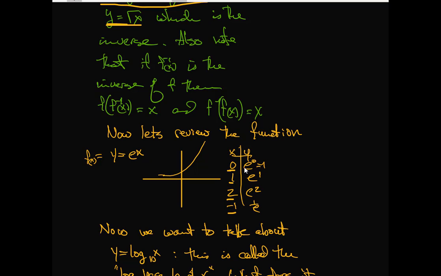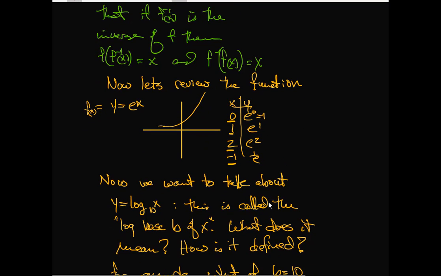When we put in x equals 0, we get e to the 0, which is 1. When we put in x equals 1, we get e to the 1, which is e. When we put in x equals 2, we get e squared, which is something. It's like 2 squared or 3 squared, somewhere between there. We put in negative 1, we get 1 over e.